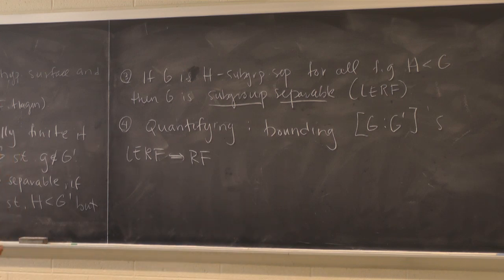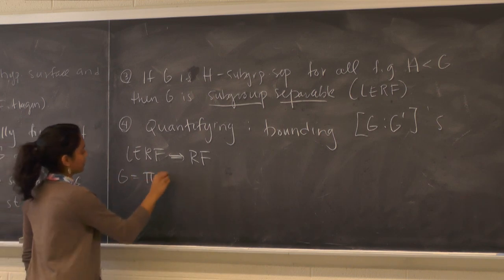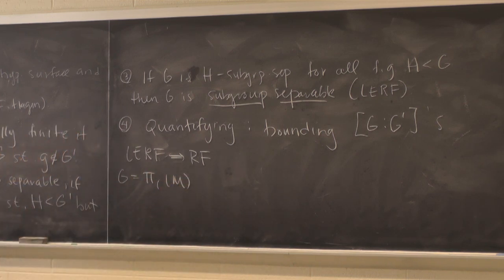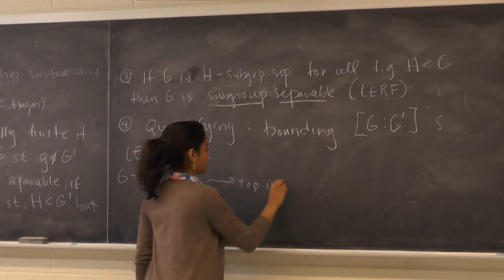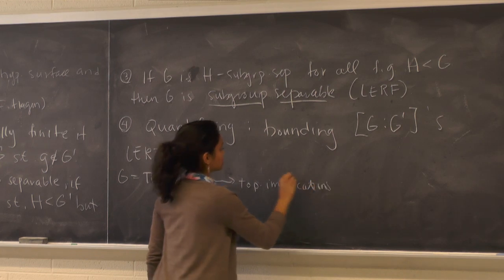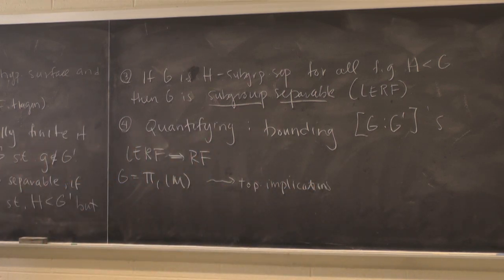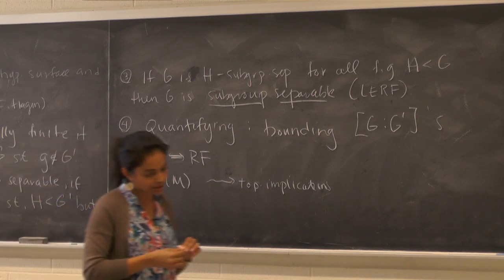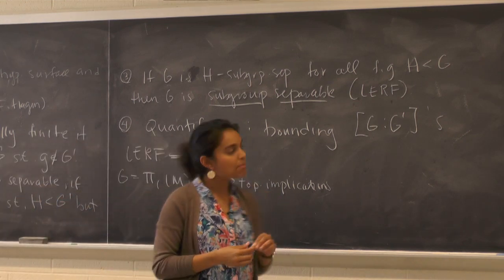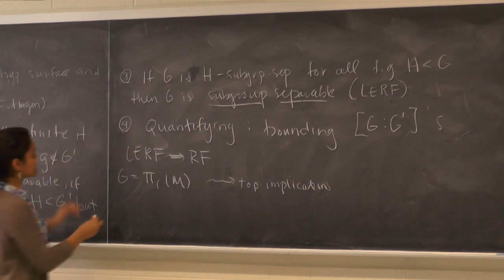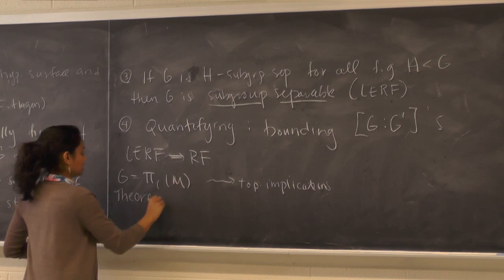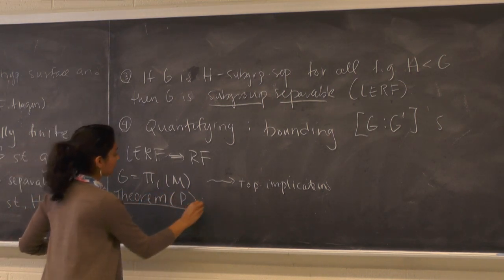But in our context, when G is the fundamental group of a manifold, the reason we care is that there are some serious topological implications for these separability properties. So we have topological implications or interpretations for what these properties mean, and that's something that I'm going to focus on in a second. But just to give you an example of a quantifying result, I'll state a theorem to give you an idea of how these things go.